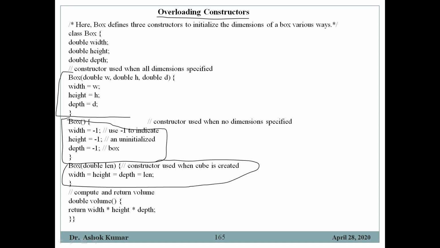So three are there. The basic rule will remain the same. In case of constructor overloading also, there should be at least one difference in their parameters. So there is one difference. See, in case of the first constructor, three parameters are there. In case of the second constructor, no parameter is there. In case of the third constructor, one parameter is there, that is of type double. So these three constructors are basically different from one another in terms of the number of parameters.